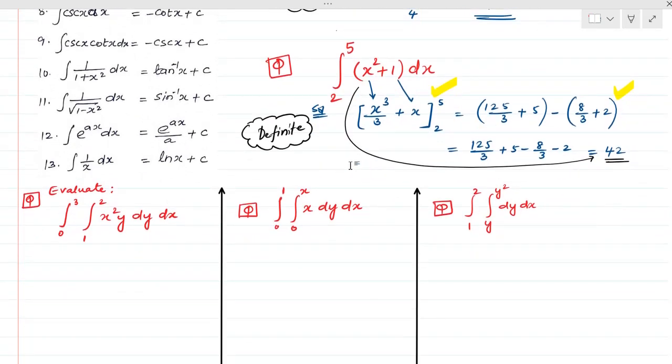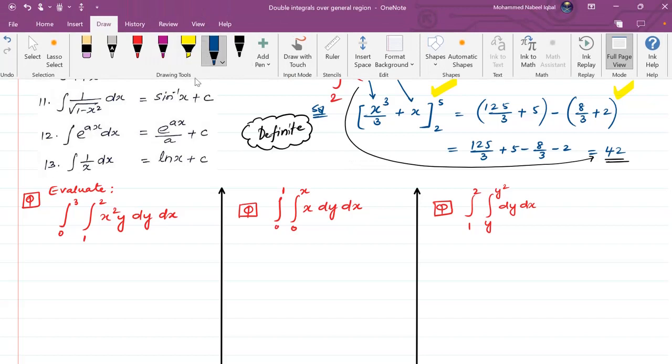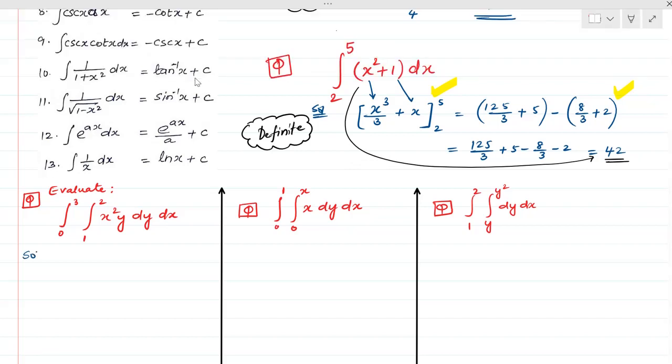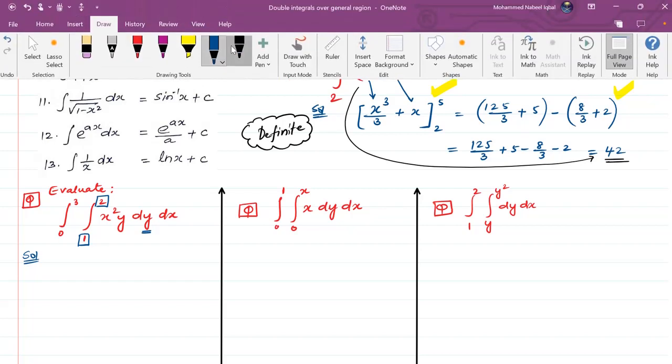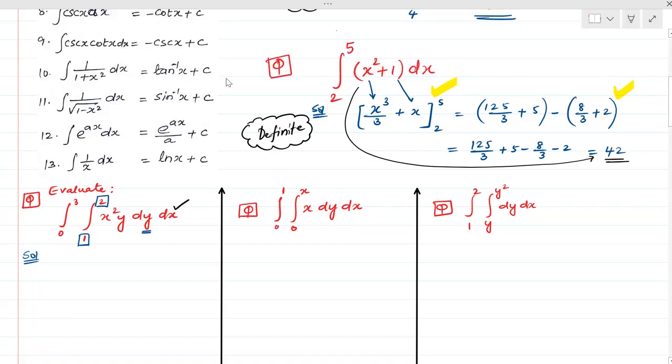Now the next one is a double integration. This is the introduction of the double integral. In a double integral the limits are constant. See here there is no variable: 1 to 2. What is this limit? This is the innermost limit. y approaches 1 to 2, whereas for x, the limit is 0 to 3.